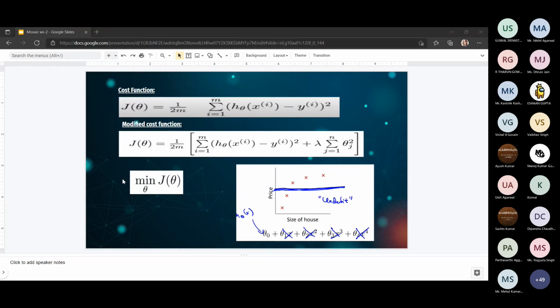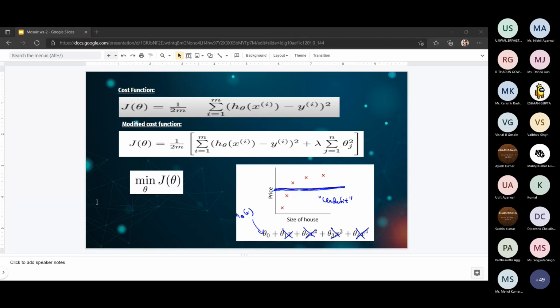So this term will shrink or penalize the parameters like theta 1, theta 2 to theta 100. Here we are not going to penalize theta 0. I will tell you the reason. What lambda does is control the trade-off between two goals: fitting the training set well, and keeping the parameters small, and thus keeping the hypothesis relatively simpler to avoid overfitting.